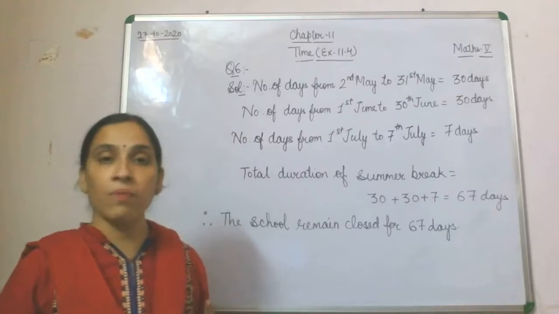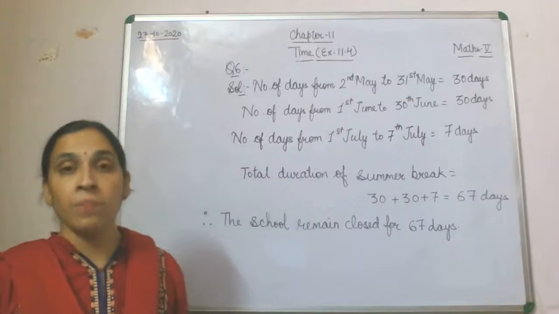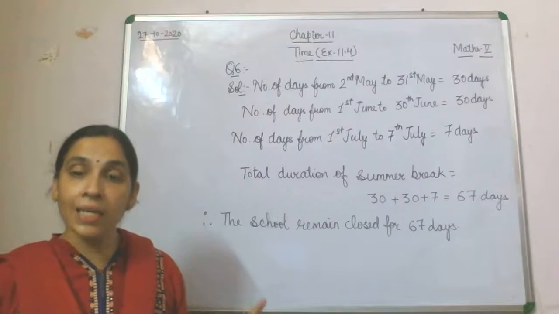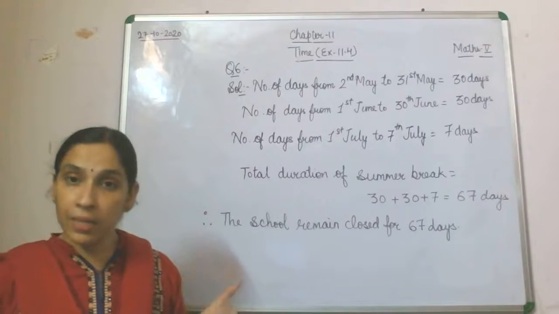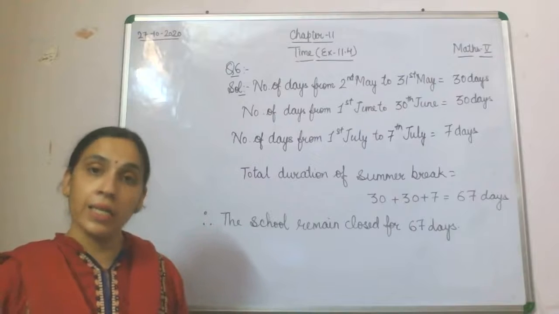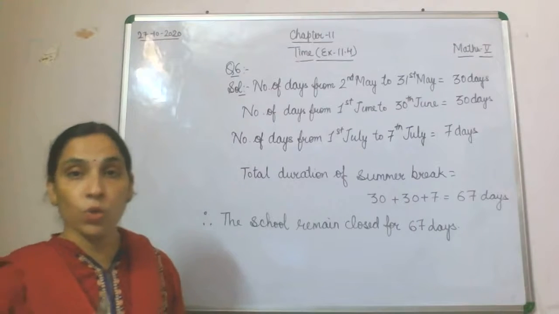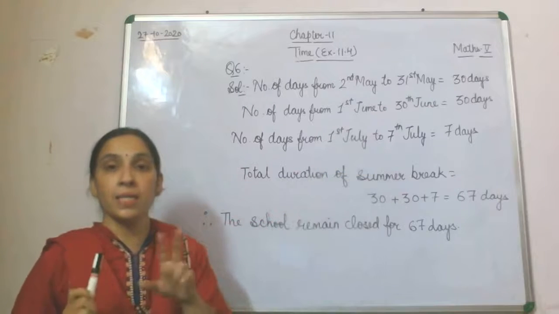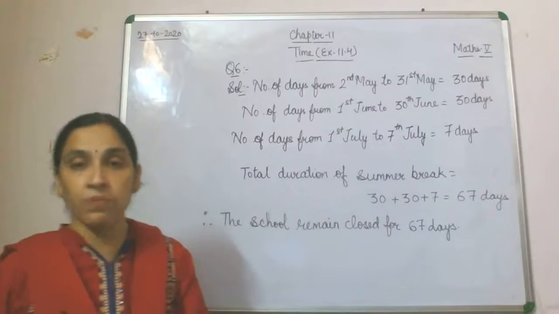Therefore the school remained closed for 67 days. Children, here you have to take care that the first date which is given will be added, and the second date, like in this question 8th of July is given, I have not included. See, I have taken only till 7th July.